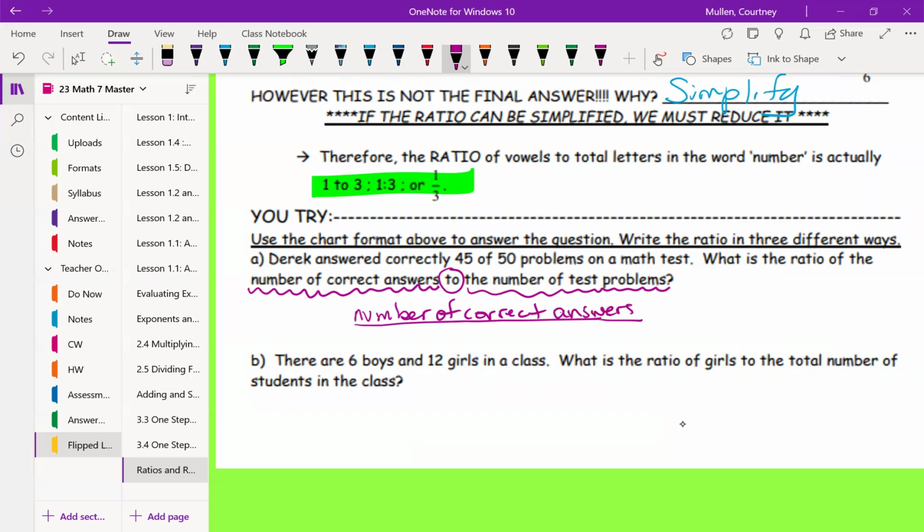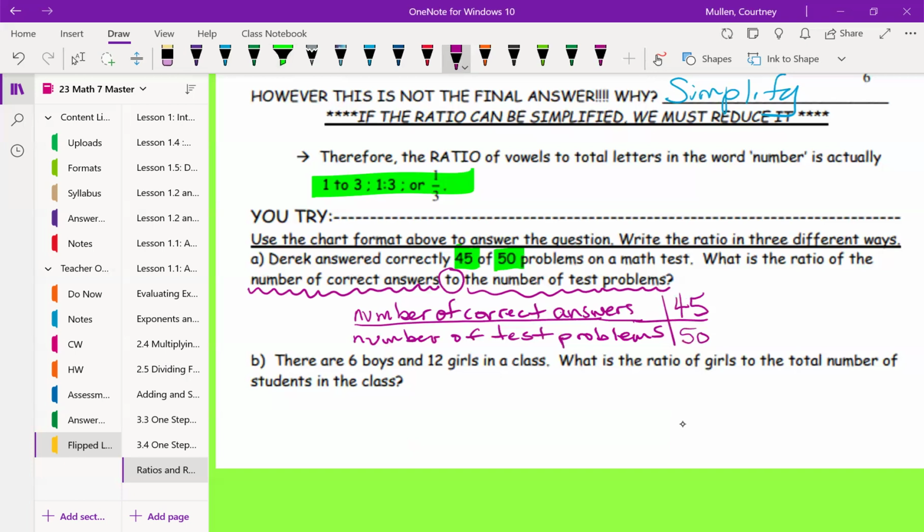And we're comparing that to the number of test problems. Well, it told us that he answered 45 correctly. So our 45 would be our numerator. And how many problems were on the test? There was 50. So that will be our denominator.